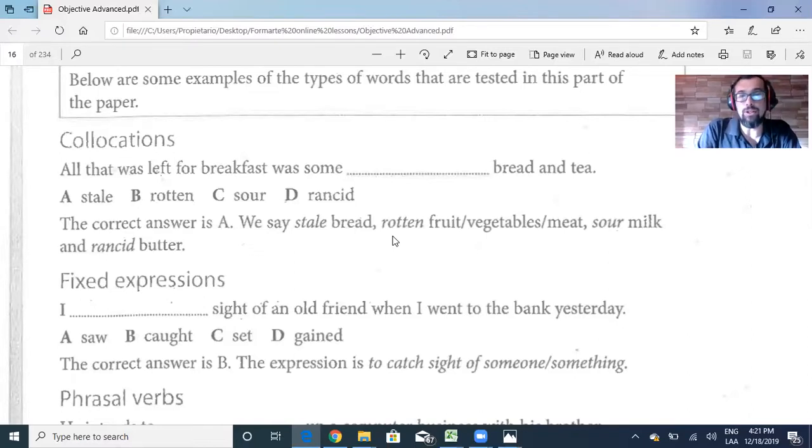For fruit, vegetable, or meat, we say rotten. For milk, we say sour. And for butter, we say rancid. So, I mean, this can be a little bit new for us, right? Because, well, there's some words that collocate with some other ones. So, for bread, we will say stale. Okay? So that's something that we just need to learn and memorize.